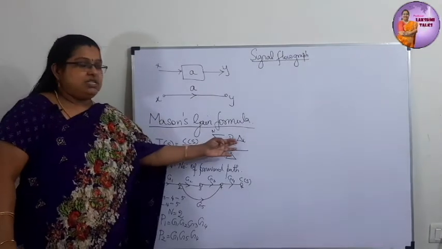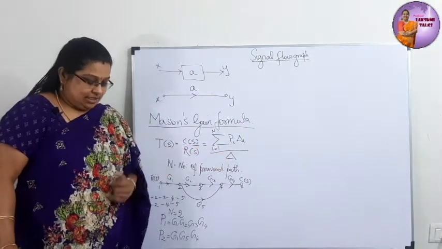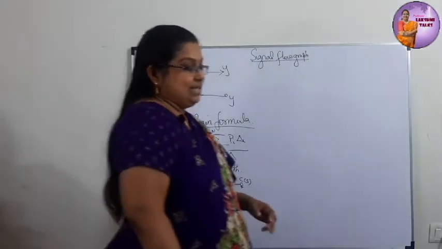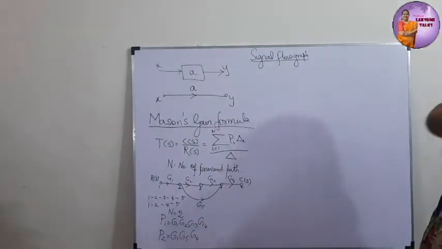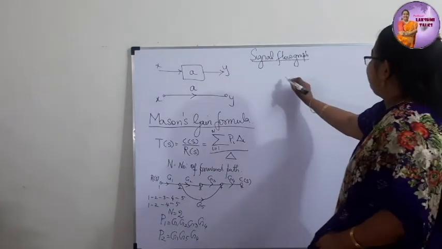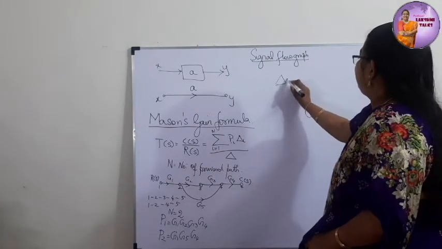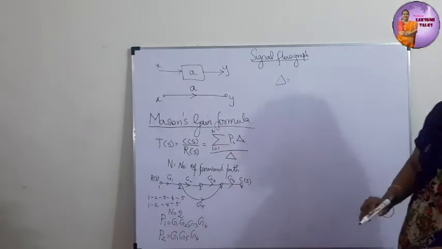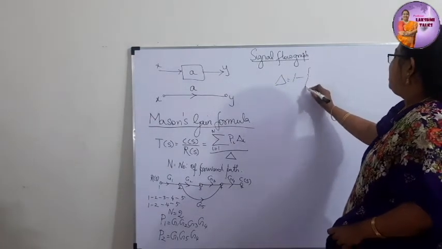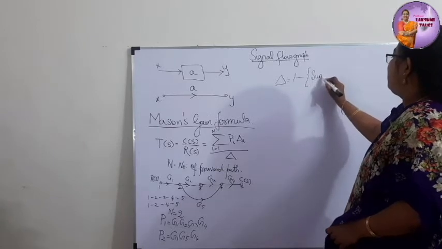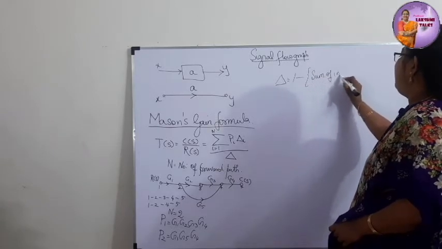Next, we have to see what delta i is and what delta is. Now let us see what delta is first. After that, it will be easier to find delta i. What is delta? This delta is equal to 1 minus the sum of individual loop gains.